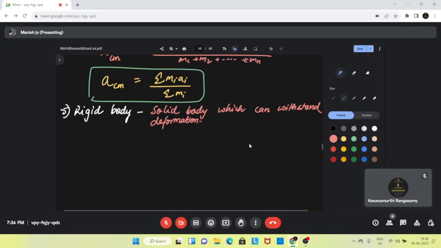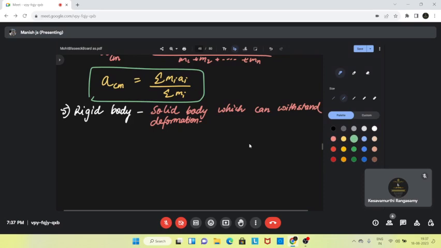You have n number of examples for that. So that's all about the rigid body. All metallic bodies, which have higher tensile strength, come under the category of rigid bodies. Having understood the basic idea of a rigid body, we will proceed further.